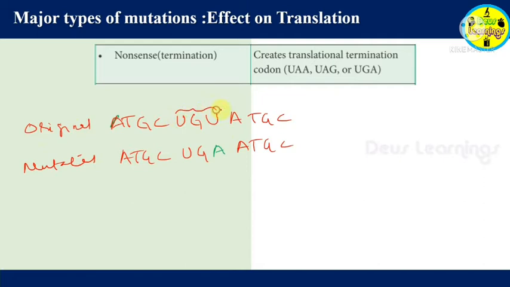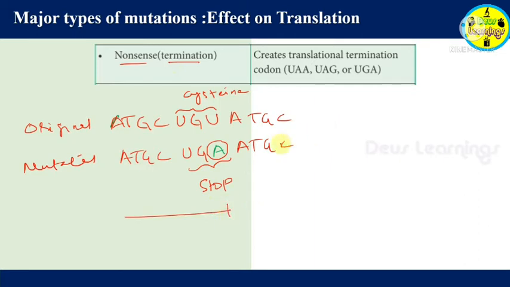So original was making cysteine, amino acid, but you see that there is a change in nucleotide. Instead of U there is an A, and that's why it's a stop signal, right? So that will be known as nonsense or termination. So here the translation stops here.